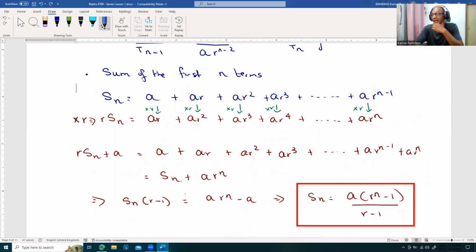I multiply by R, I get RSN. A becomes AR, AR becomes AR square, AR square becomes AR cube, etc. Then ARN to the power of n minus 1 becomes AR to the power of n. And I take Sn, I add A.